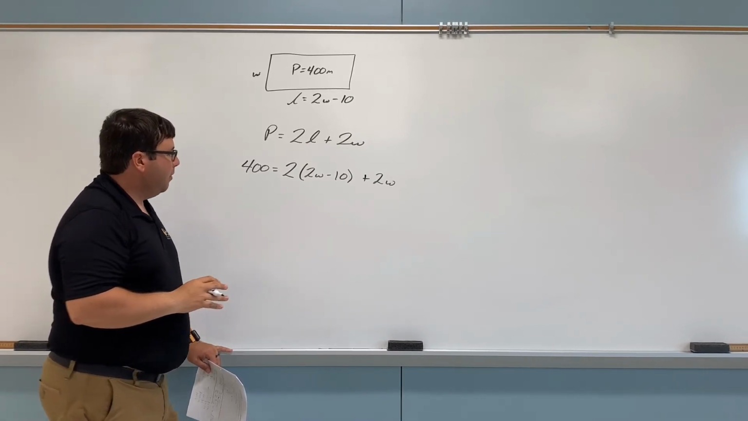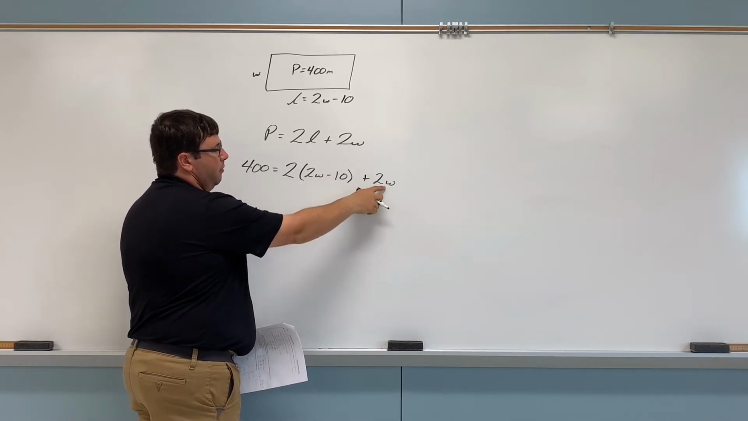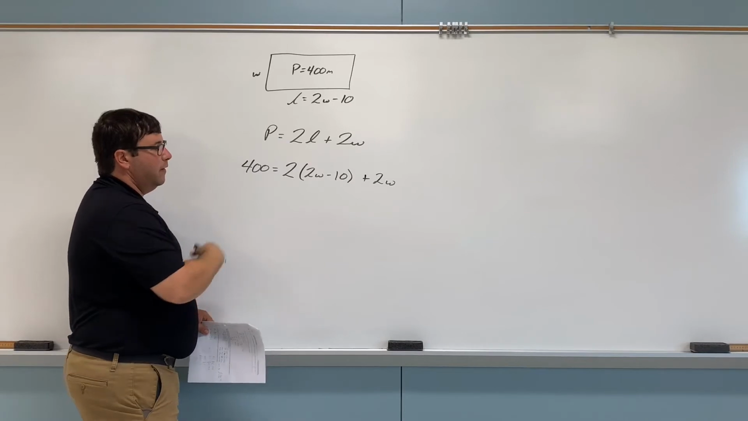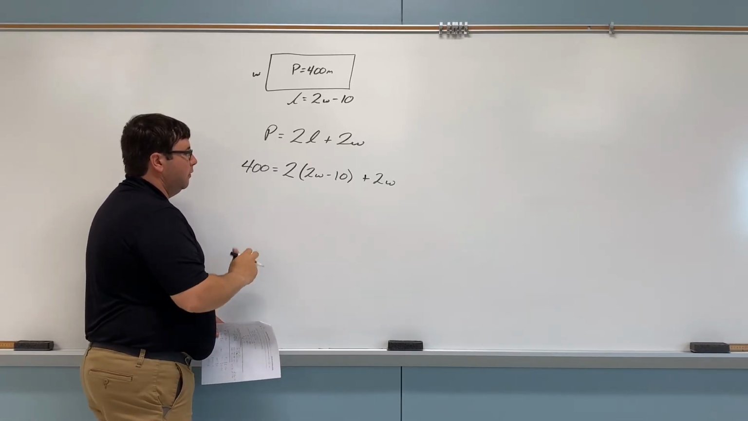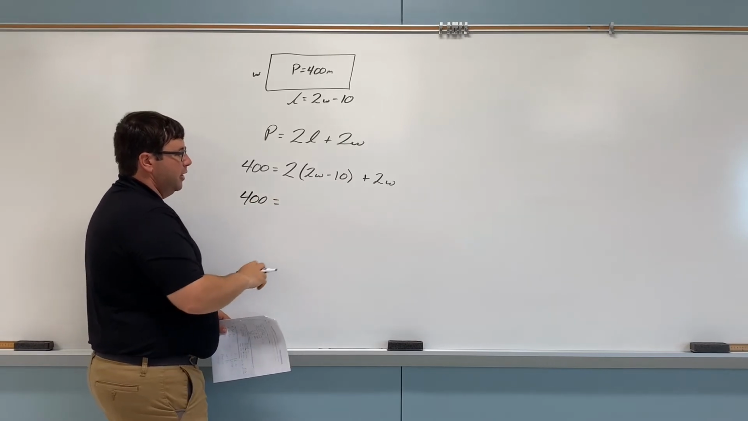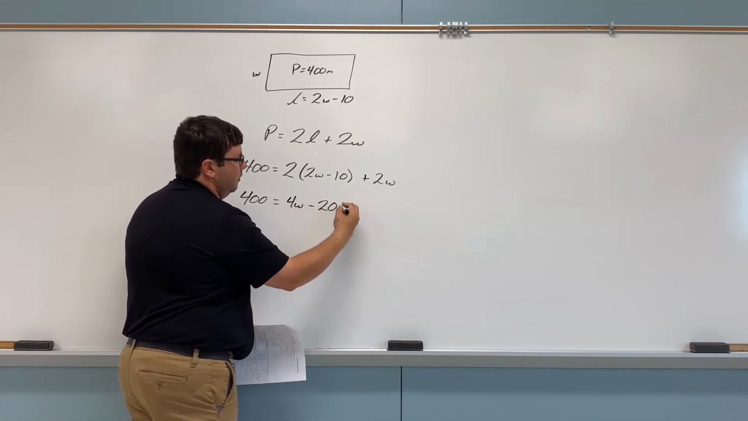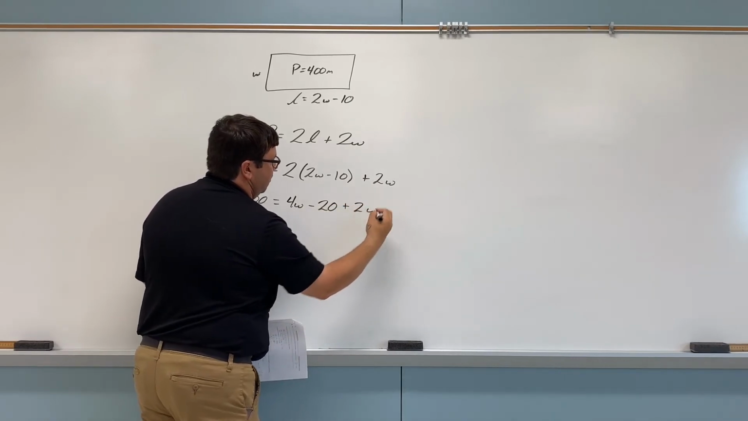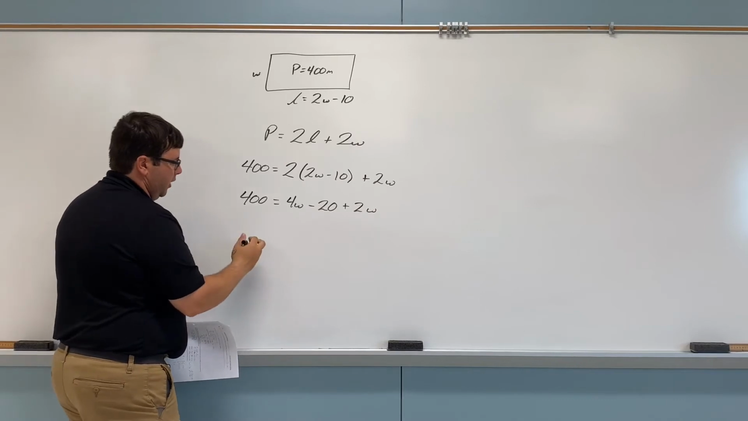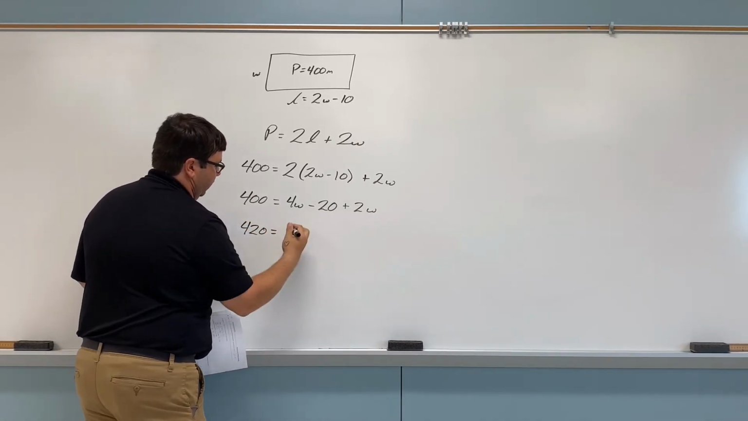Now look at my problem. Everything is in one variable, just the width. Very good. Now let's simplify. I don't see any fractions or decimals, so we can go ahead and just distribute. The 400 didn't change. This becomes 4w minus 20 plus 2w. Moving my 20 over, that's 420, is equal to 6w.